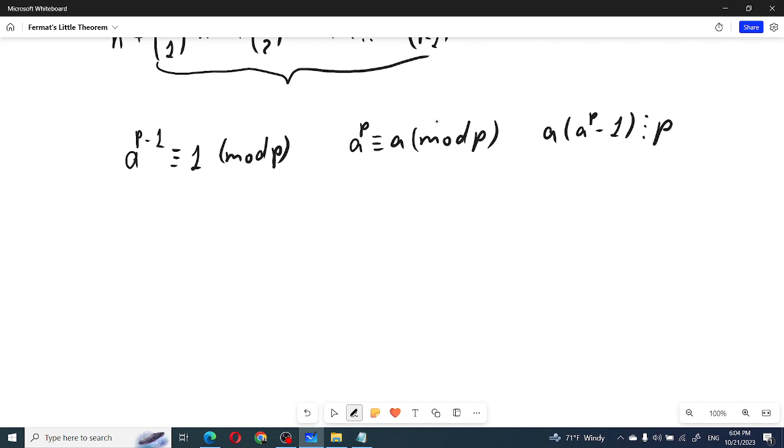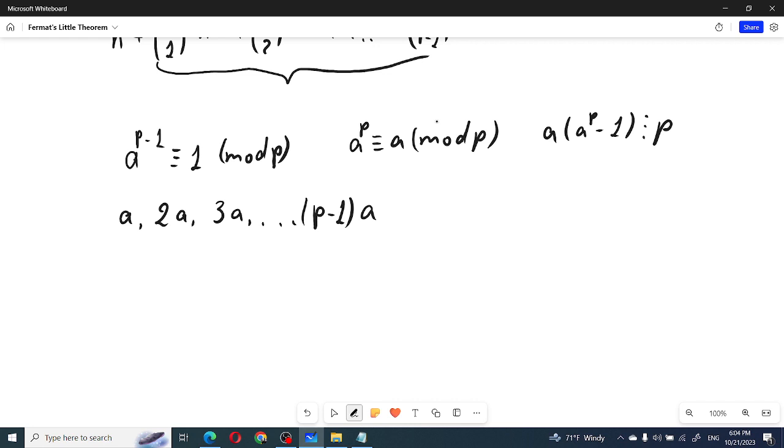So if a is a multiple of p, it's clear that a to the p power equals a mod p. And now let's discuss the case when a is coprime to p. Now look at the numbers a, 2 times a, 3 times a, up to p minus 1 times a. Now we will prove that all these numbers will give us different remainders mod p.